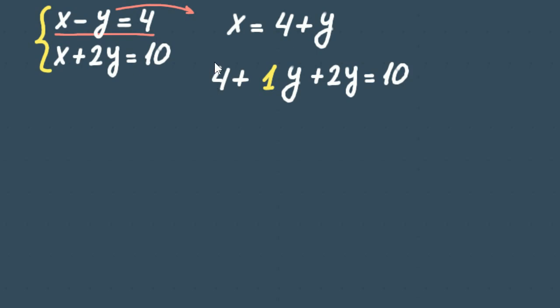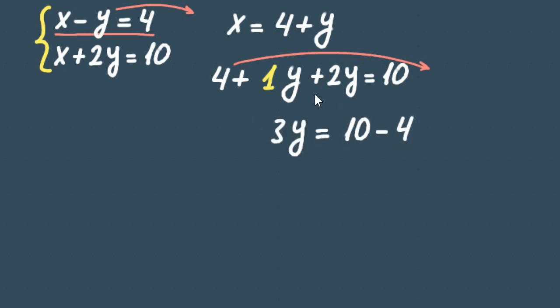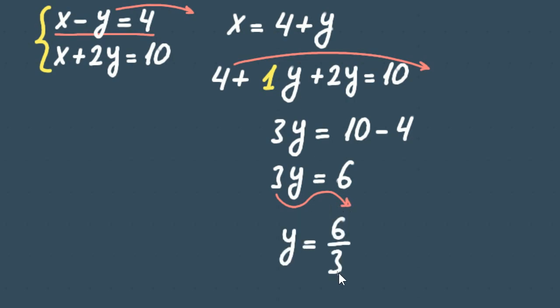I will move the positive 4 to the right side. On the left side I add 2 and 1. In the right side I change the sign in front of 4 to the opposite. I transfer 3 to the denominator of the left side. So I get the value for the unknown y.